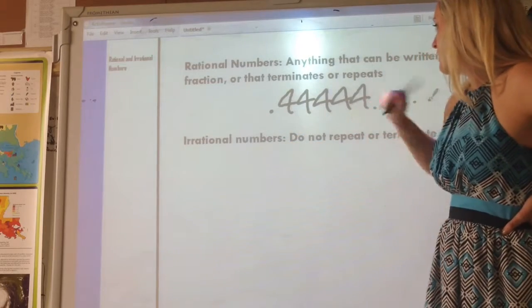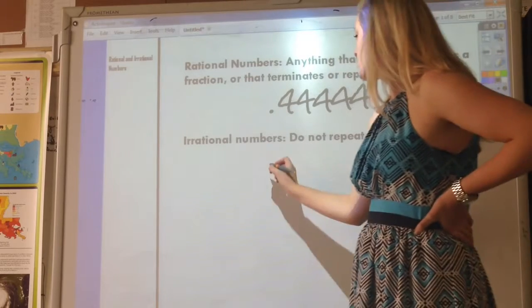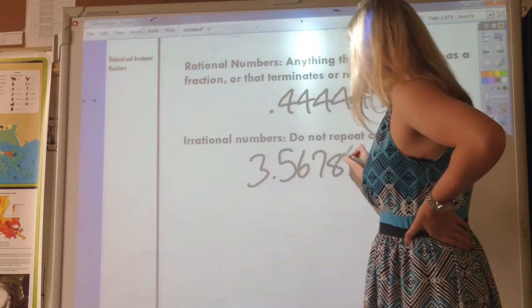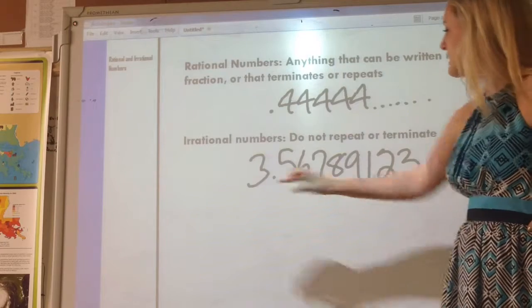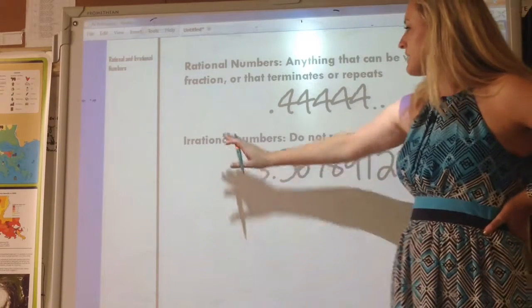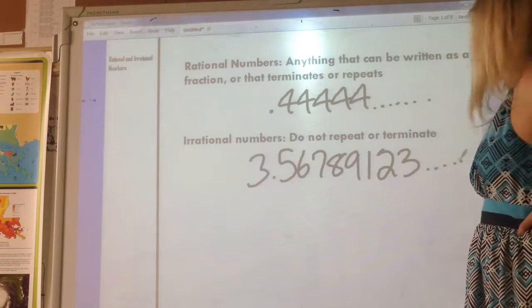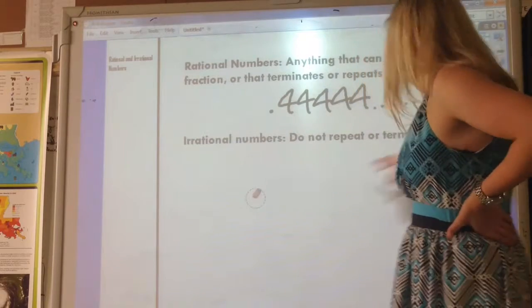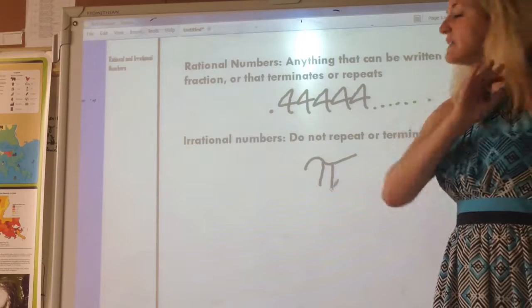Irrational numbers. They do not repeat and they do not terminate. So if I had 3.5678923, you see how none of these numbers repeat themselves? And since they don't repeat, it's irrational. And you can also see that this number does not terminate. It goes on forever. The most famous example of an irrational number that you'll recall from class is pi. Whenever you see pi, it's always irrational.